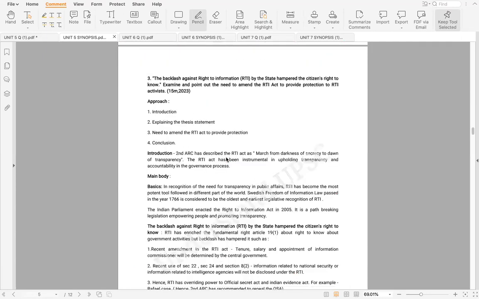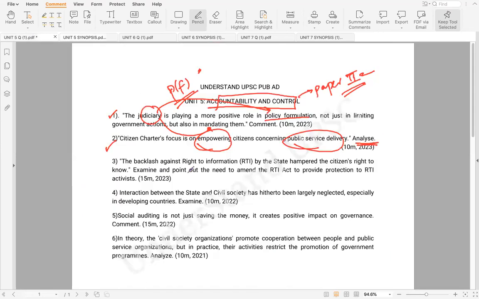Okay, you know the third question. The third question is on RTI. The backlash against RTI by the state hampered the citizens' right to know. Examine and point out the need to amend the RTI Act to provide protection to RTI activists. This is primarily a question on whistleblowers protection.